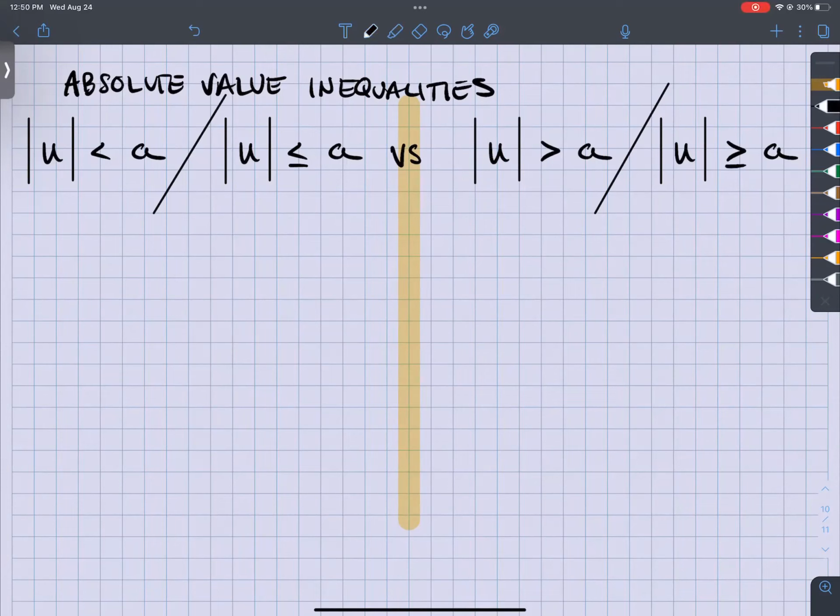The way we would deal with this is that when it's less than or equal to, we would say that the U, the inside, is less than A, and the inside U is greater than negative A. So we're still doing the positive of the other side and the negative of the other side. But remember, when we get the negative of the other side, we had to divide by a negative, or multiply by a negative. So that's why the sign flips. Everybody see that?